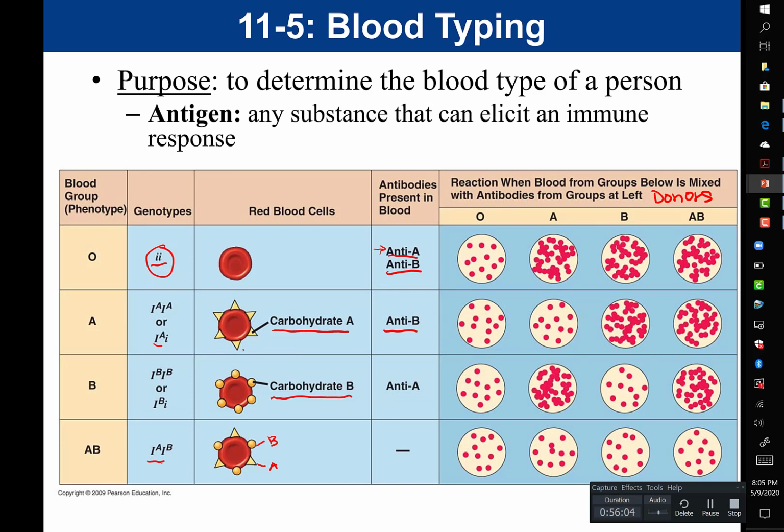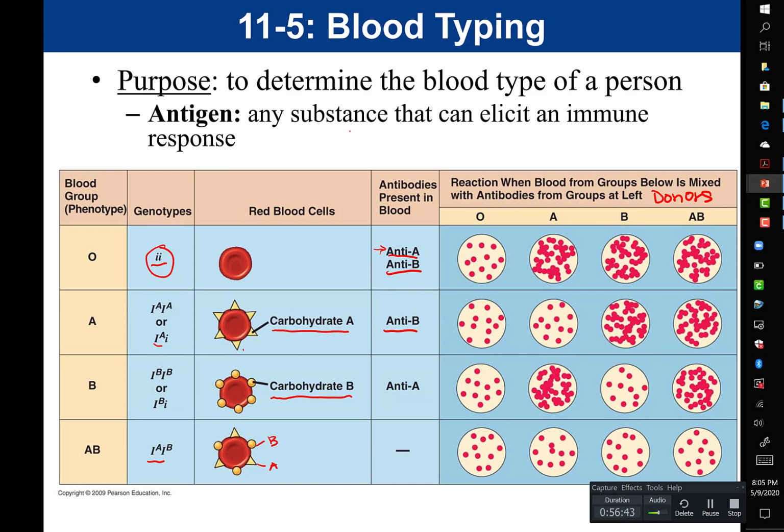So if you are AB, you can receive blood from somebody who is O, because O is naked, there's nothing to see as foreign. You can receive blood from A because A is seen as self, the A carbohydrate, there's nothing foreign. You could receive blood from B because, again, B carbohydrate is self, or you could receive AB. So notice that if you're blood type AB, you can receive blood from anybody. You can get O, A, B, or AB.